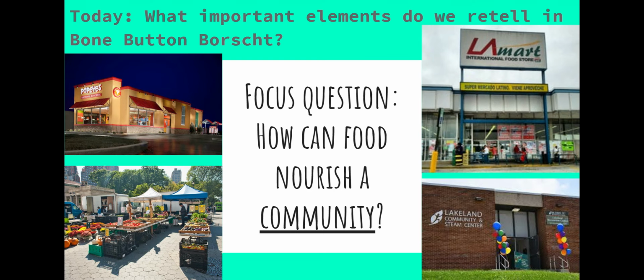Remember, in this unit, we're talking about how food can nourish a community. A community is a place where people live or work together. Here are some pictures from our Lakeland community and places where we can get food in our Lakeland community. There's also a picture of a farmer's market down at the bottom. The farmer's market is where gardeners and farmers can bring their food to sell, not inside the store, but outside of the market. And of course, we have our Lakeland Community and STEAM Center. These are all important places in our community.